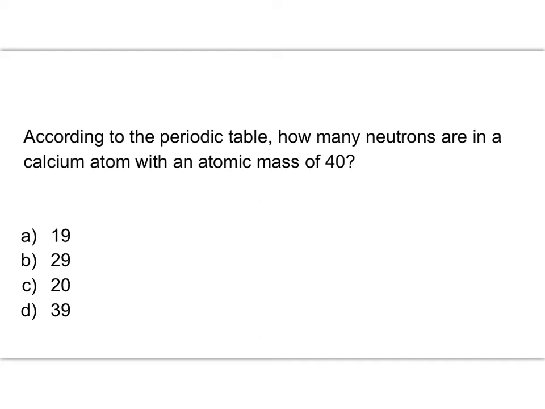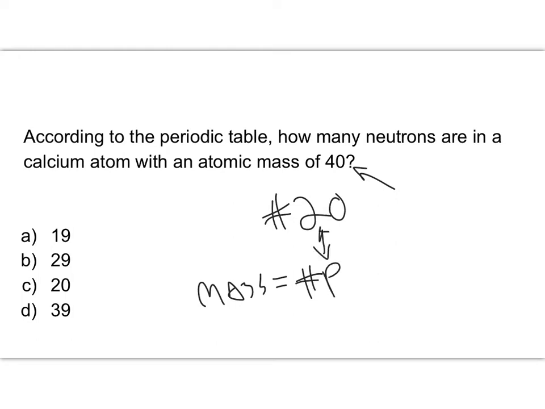To figure this out, you have to remember a couple things. First, you have to be able to find calcium on the periodic table, and you'll see that calcium is atomic number 20. And it says the mass is 40. Well, the mass is the number of protons, which is the atomic number, and those are the same number, plus the number of neutrons. So, if the number of protons is 20 and the total mass is 40, then the number of neutrons is 20.